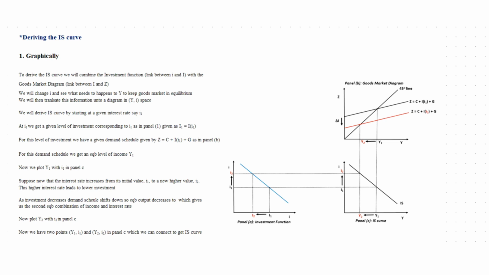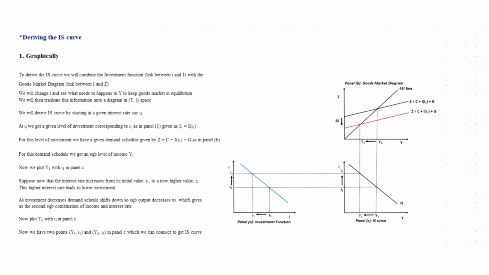What we will do is we will change interest rate and see what needs to happen to output to maintain equilibrium in the goods market. We will then translate this information into a diagram in our Y-I space.